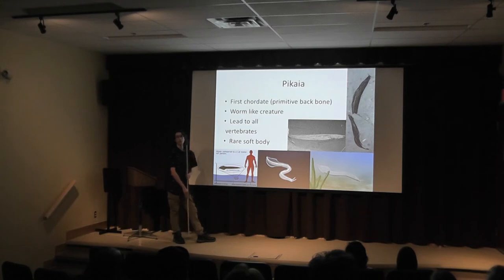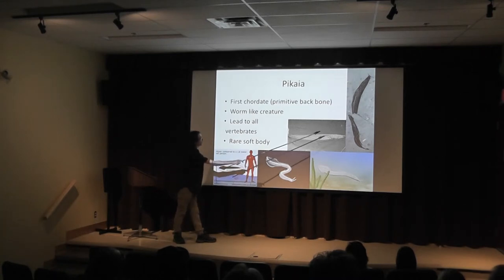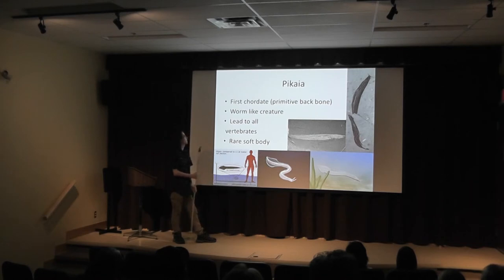Now, one of the most important fossils found at the Burgess Shale is that of Pikaia. This creature is believed to be one of our earliest ancestors, as it has a primitive rod going down its back, similar to a backbone.